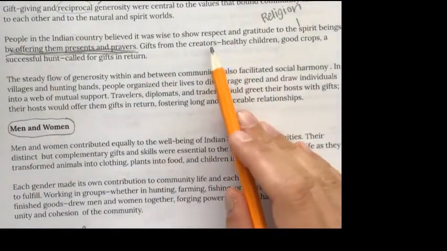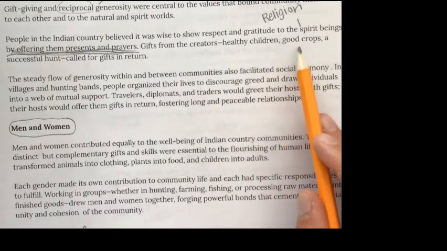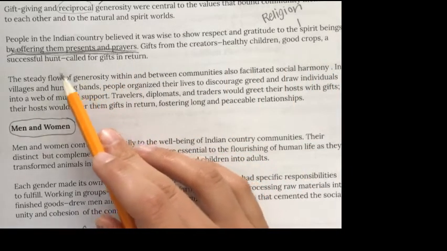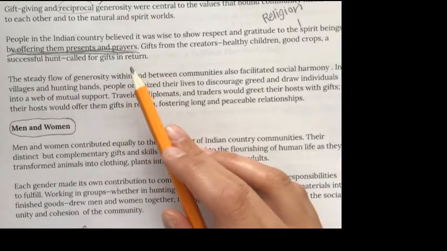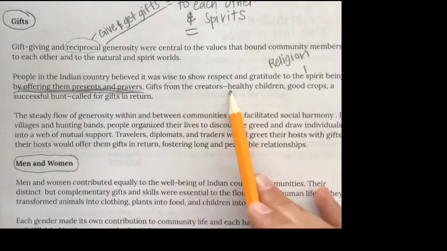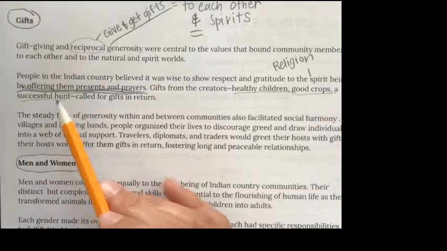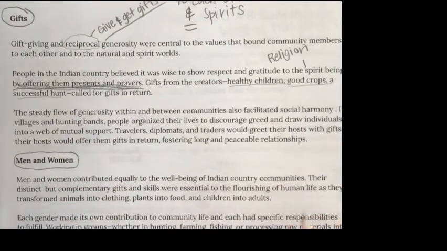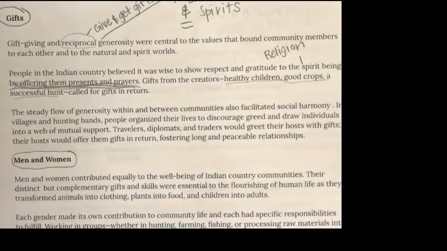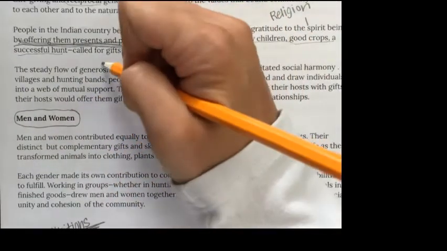Gifts from creators were like healthy children, getting good crops, and having a successful hunt. All these things called for a gift in return. So they believed that they would get gifts from the creators, like healthy kids, good crops, being able to hunt really well. And they thought that when they got those things, they needed to give the spirits a gift back.